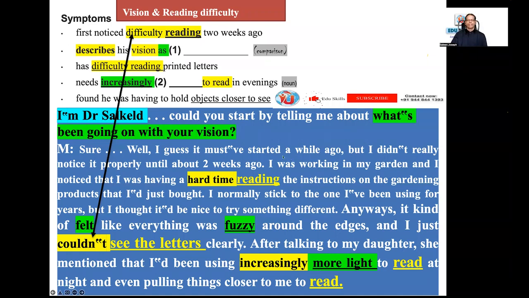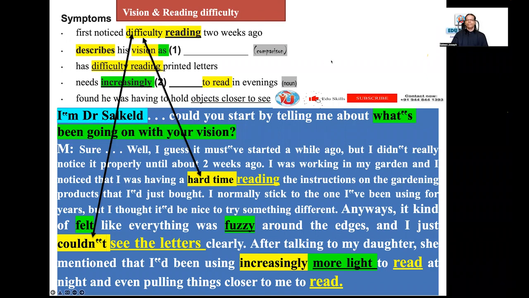That's being repeated. What is the main concept? As I told you, in all these subtests, you have to focus on the main focus or the concept of the paragraph or the audio or speaking or listening. Okay. And see, difficulty reading, hard time reading, couldn't see the letters, felt. So feeling, whenever there is feeling or emotions, next will be the answer.